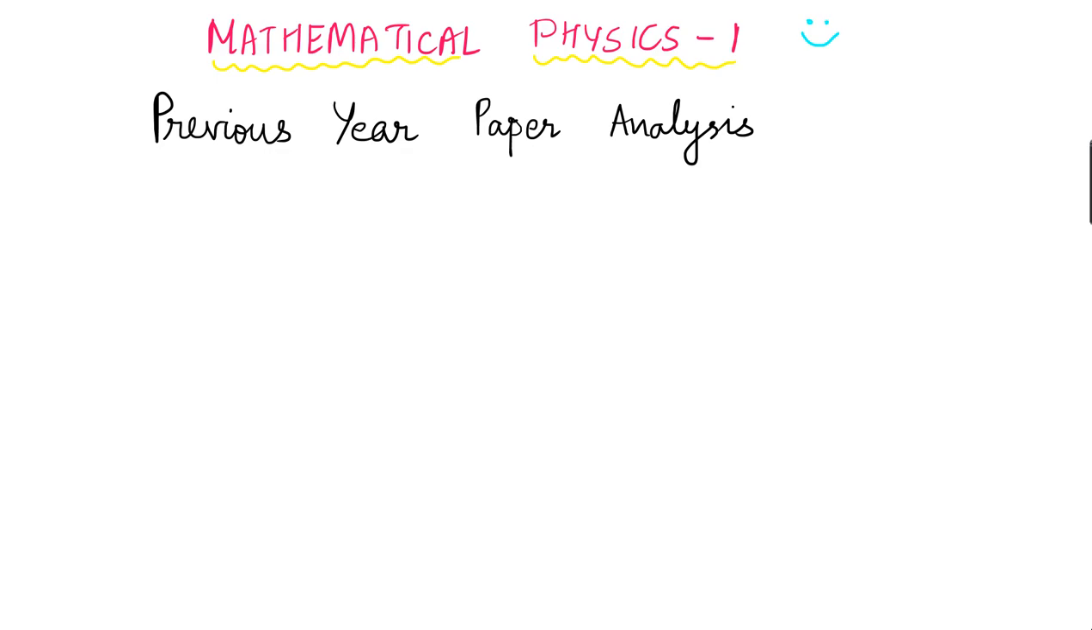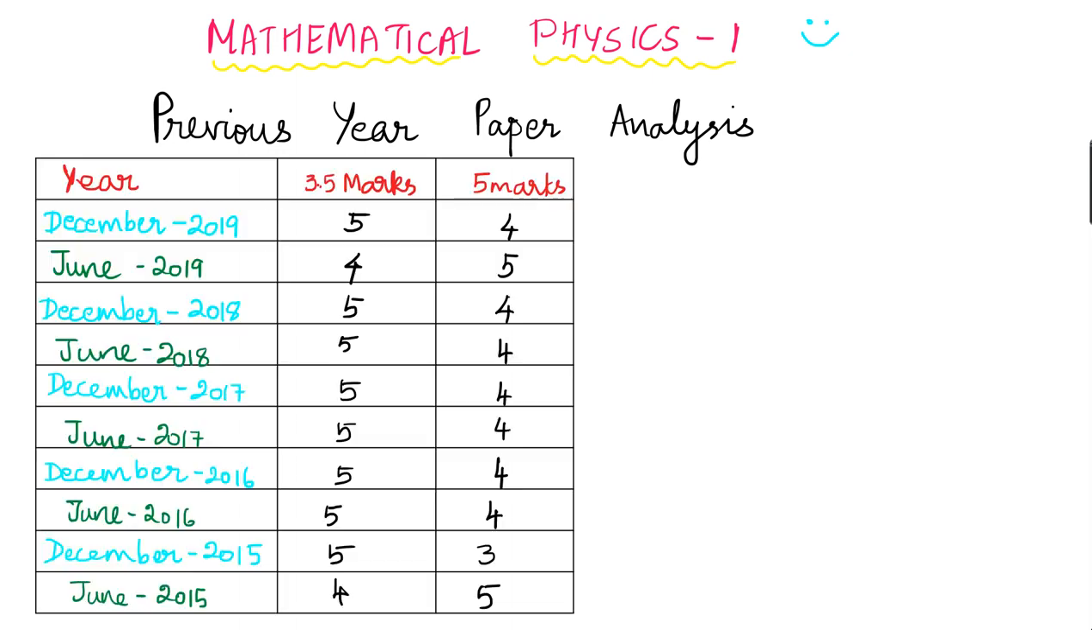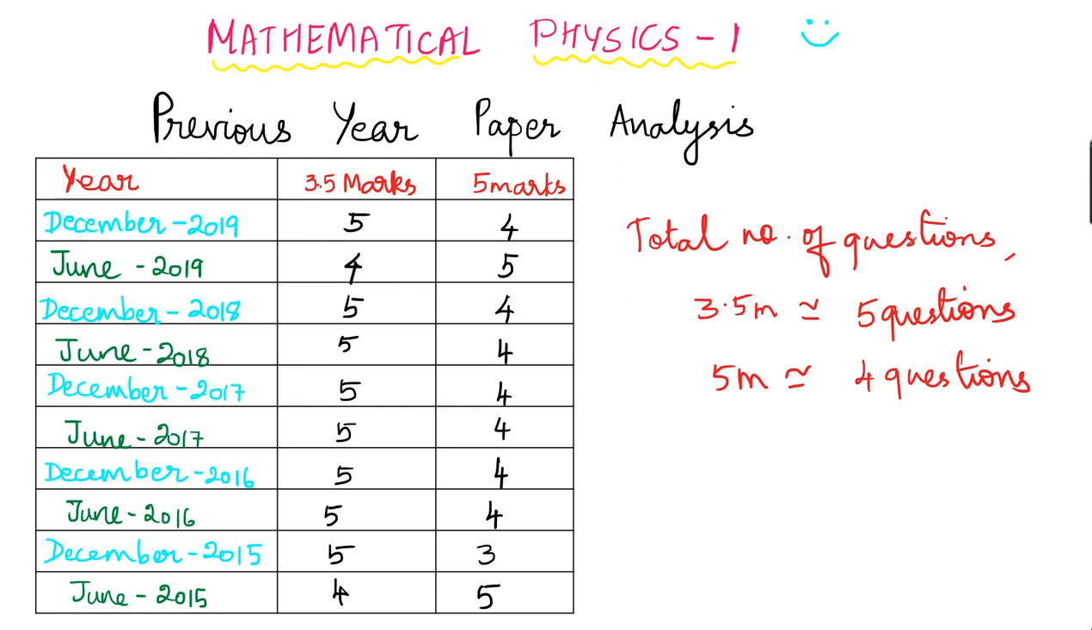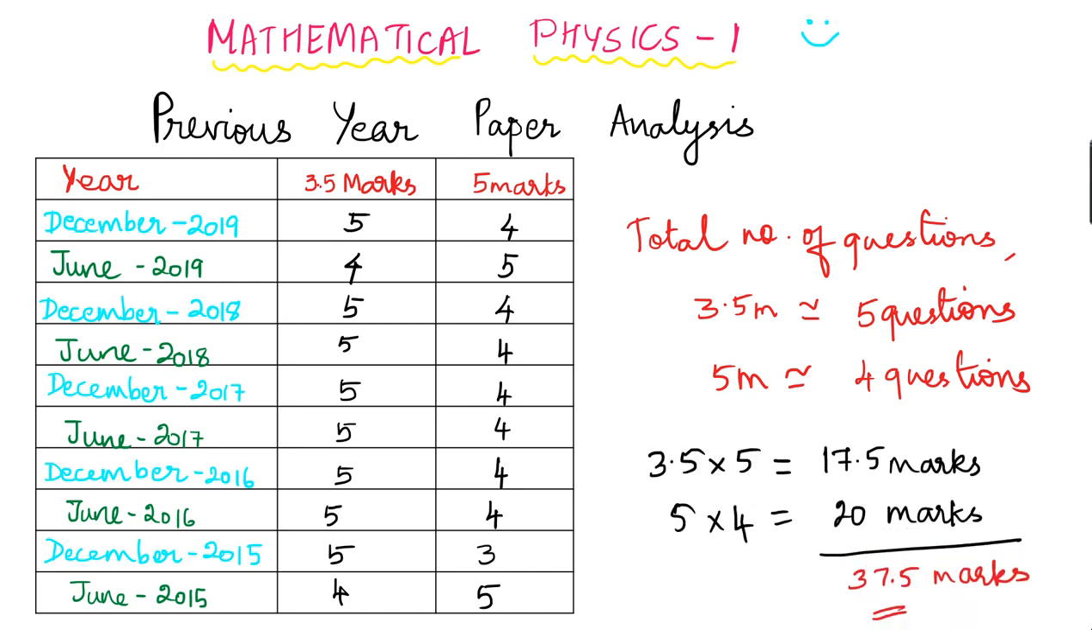Before we start, let us see the previous papers and find out how many questions we get for 3.5 marks and for 5 marks. I have taken the last 5 years' papers. The total number of questions for 3.5 marks is approximately 5 and for 5 marks is 4. So one can gain 37.5 marks easily from mathematical physics. I hope this analysis is easy for you and gives you confidence that you can do this.